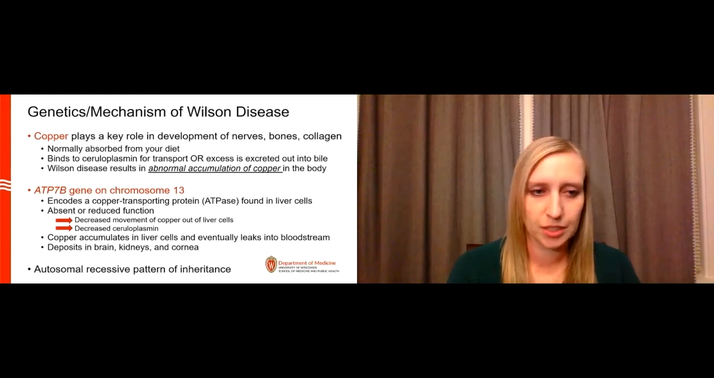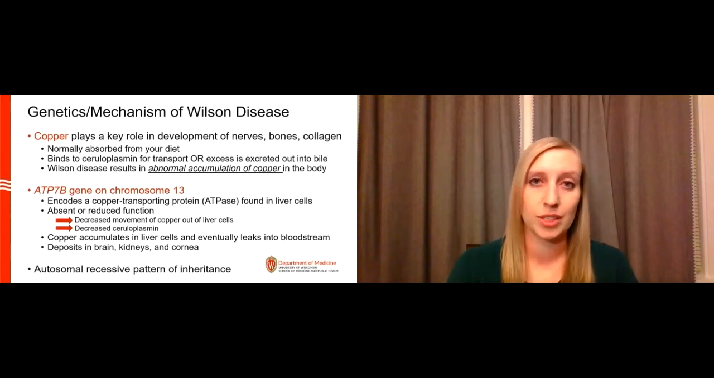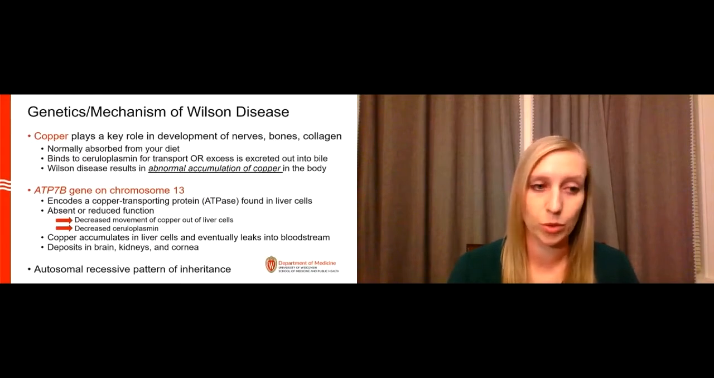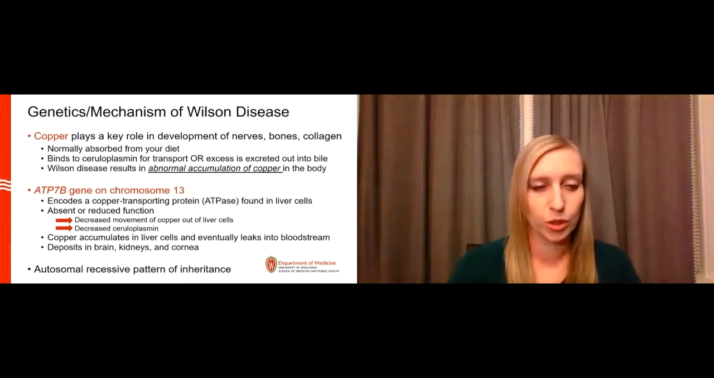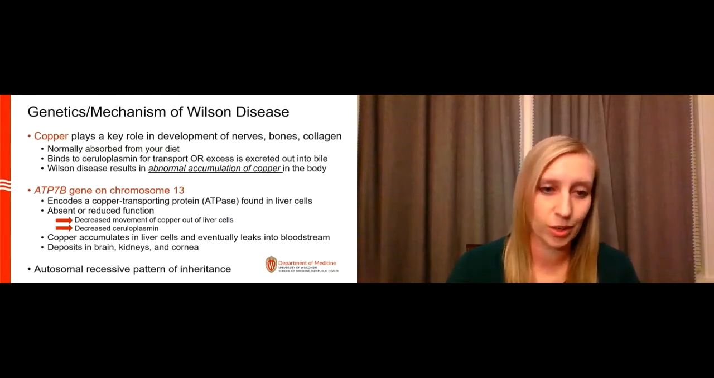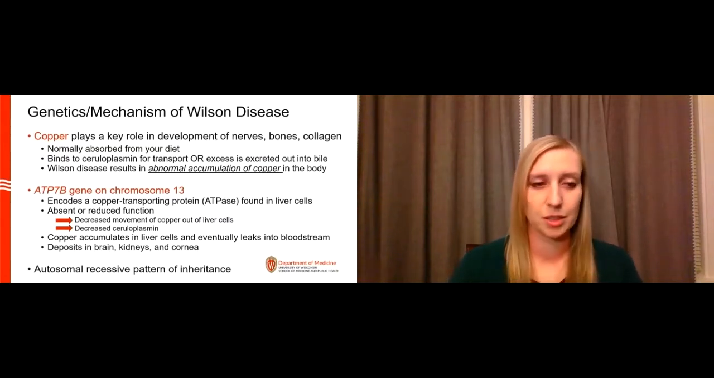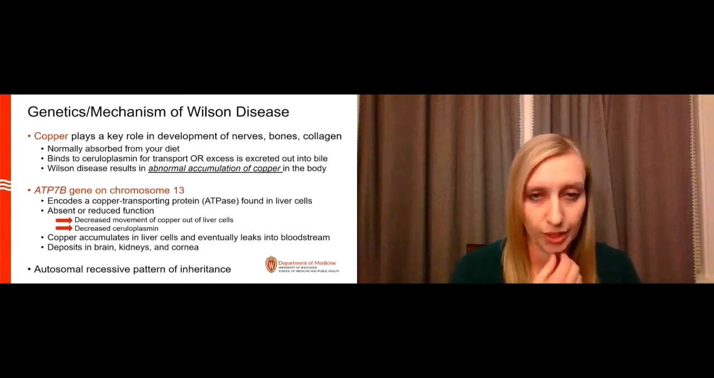So how this comes about is the defect is on the ATP7B gene on chromosome 13. This encodes a copper transporting protein that's found in liver cells. And so when the function of this protein is either absent or reduced, you end up with decreased movement of copper out of the liver cells. And you also end up with a failure to incorporate copper into the functional protein of ceruloplasmin. And so when this happens, copper accumulates in liver cells, and eventually it leaks out into the bloodstream, and it deposits in other places in the body, most notably the brain, kidneys, and the cornea.